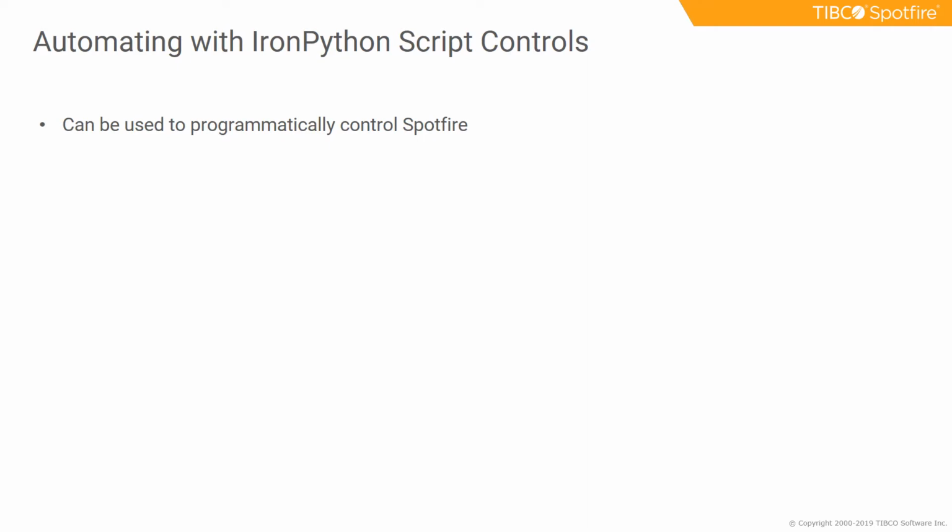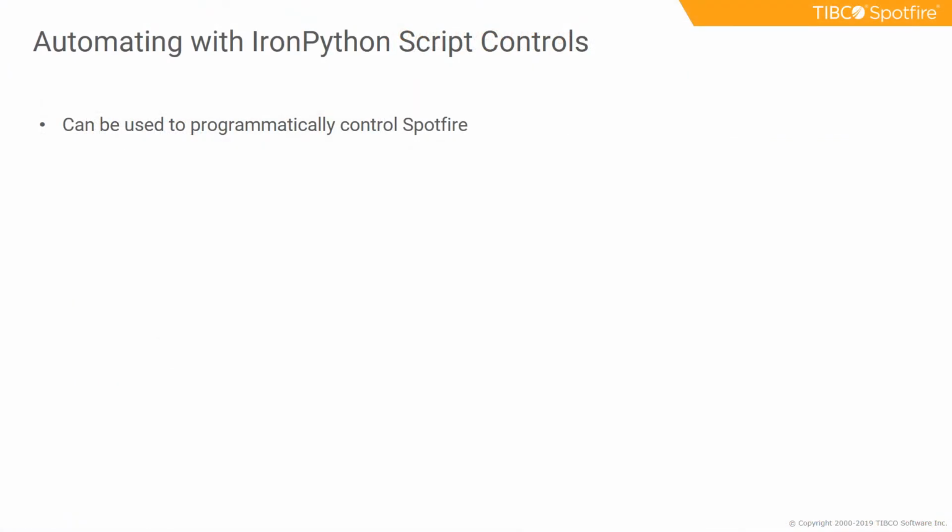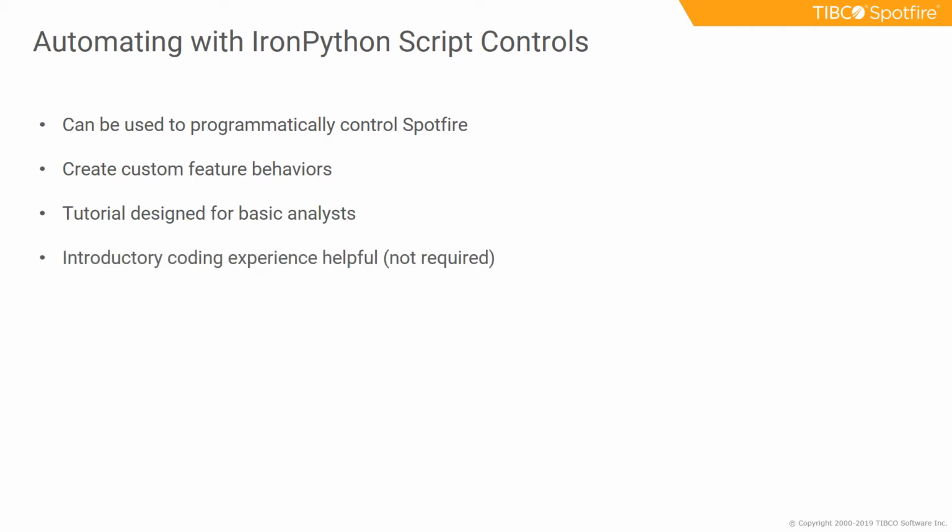In this video, we're going to be automating with IronPython script controls. IronPython can be used programmatically to control Spotfire from all the different menus and options you see throughout the application. Using scripting to control this allows you to create custom feature behaviors. IronPython has a lot of deep complexity to it, but this tutorial is designed for basic analysts. If you have some coding experience, it would be helpful, but it's not required.